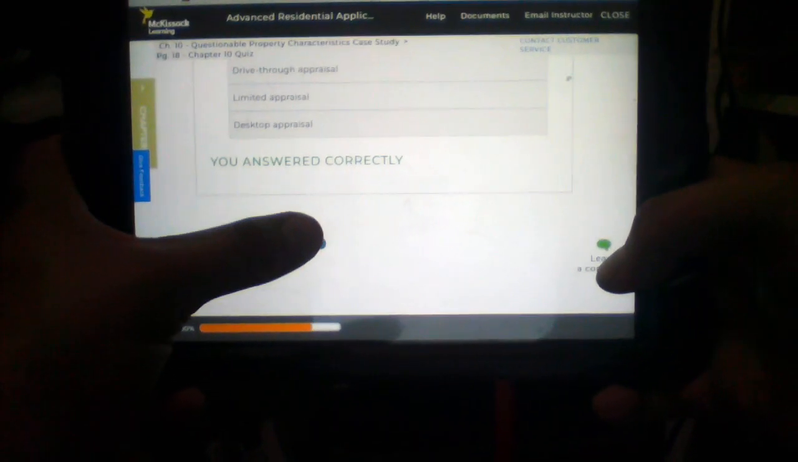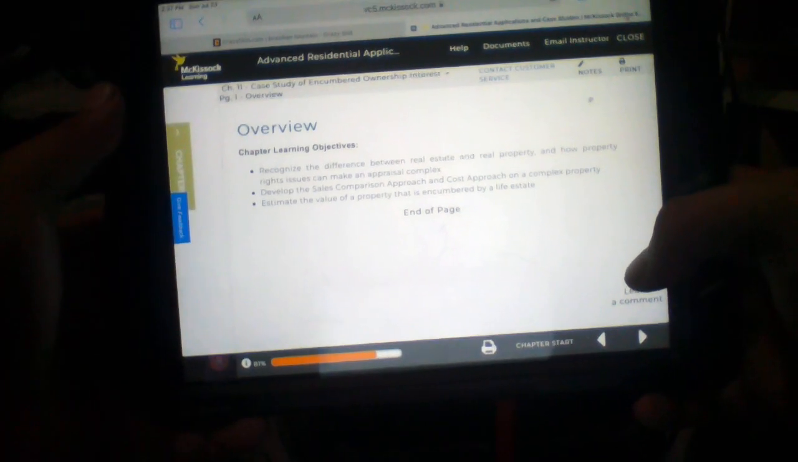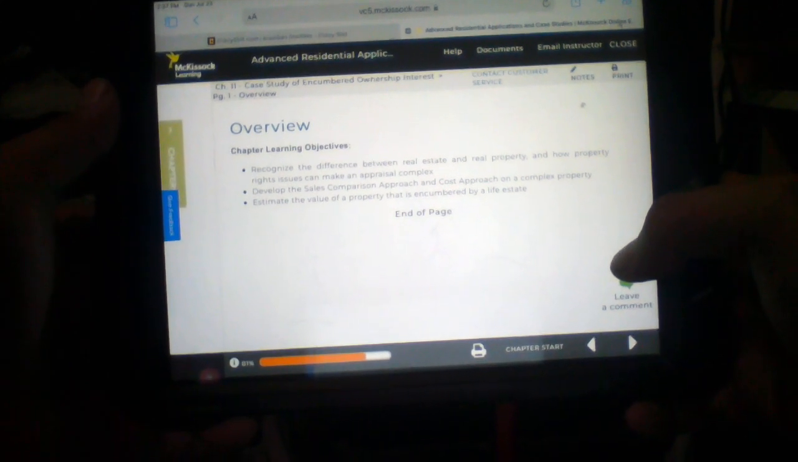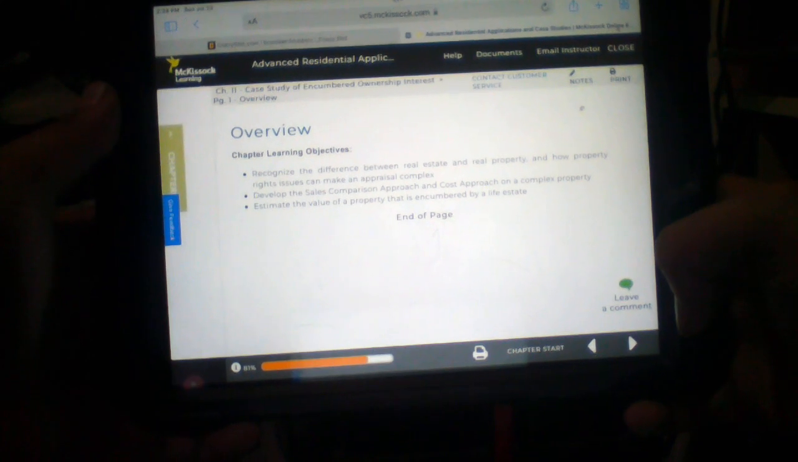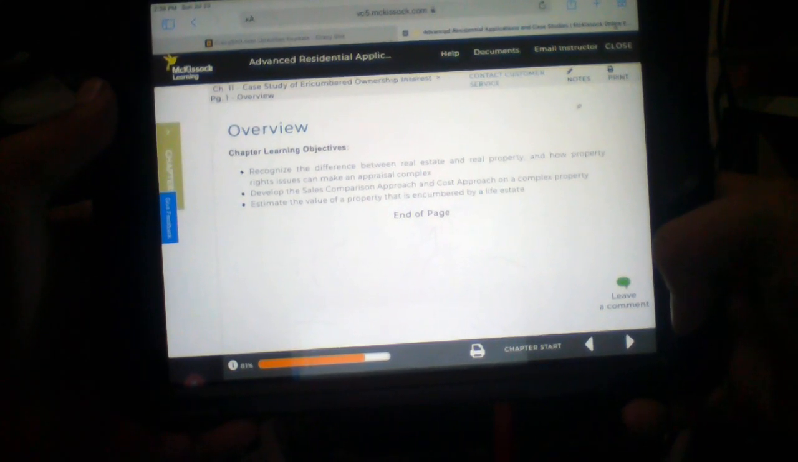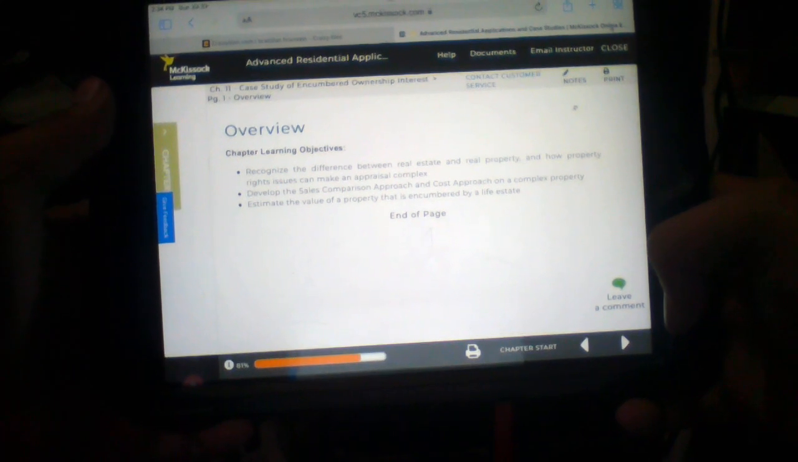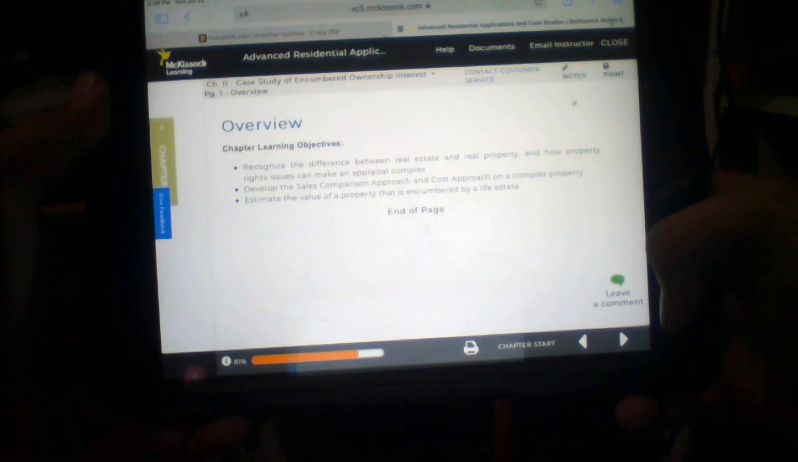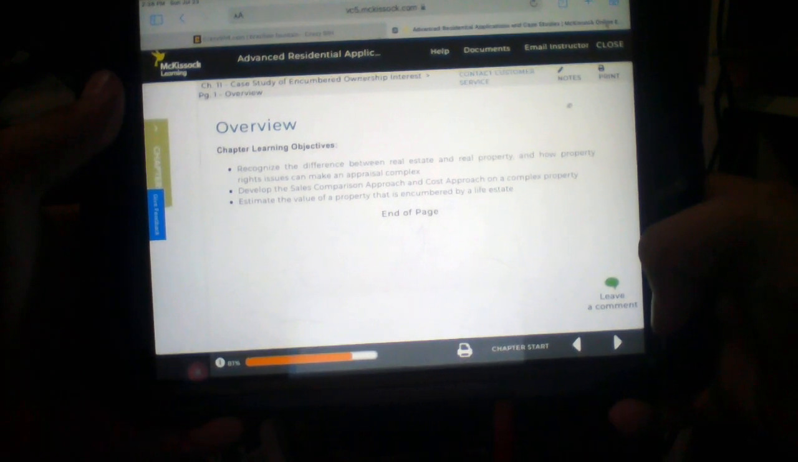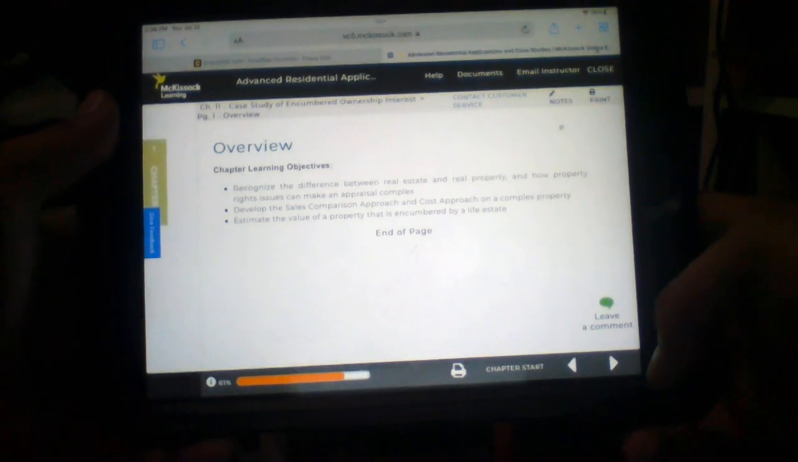Good job. Continue. Chapter 11, Case Study of Encumbered Ownership Interest, page 1, Overview. Chapter Learning Objectives. Recognize the difference between real estate and real property, and how property rights issues can make an appraisal complex. Develop the sales comparison approach and cost approach on a complex property, and learn how to estimate the value of a property that is encumbered by a life estate. End of page.